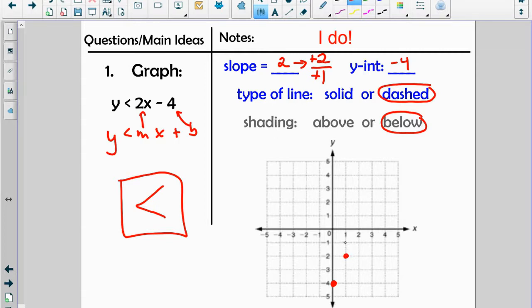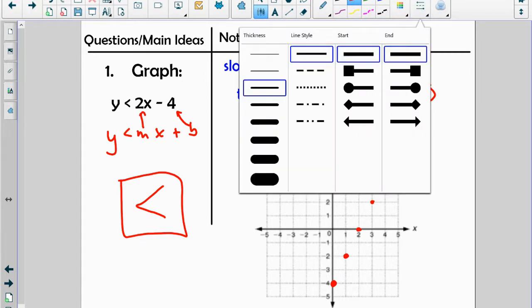I continue doing that in the same way, rise up 2, run to the right 1. I do that as much as I can until I'm all the way to the edge of the graph. So my boundary line is in place. Now I just have to actually draw it. It says to draw a dashed line. So I'm going to cheat here and use my line drawing tool so that I know it's straight.